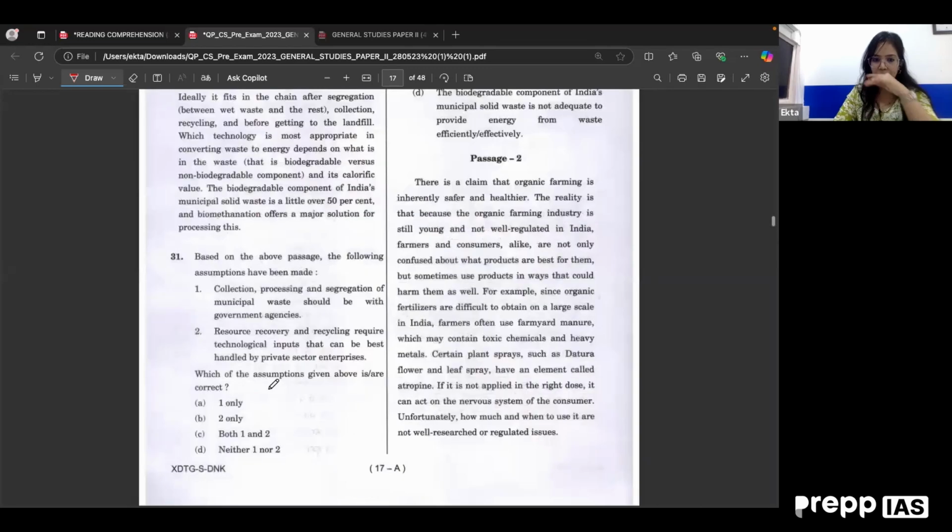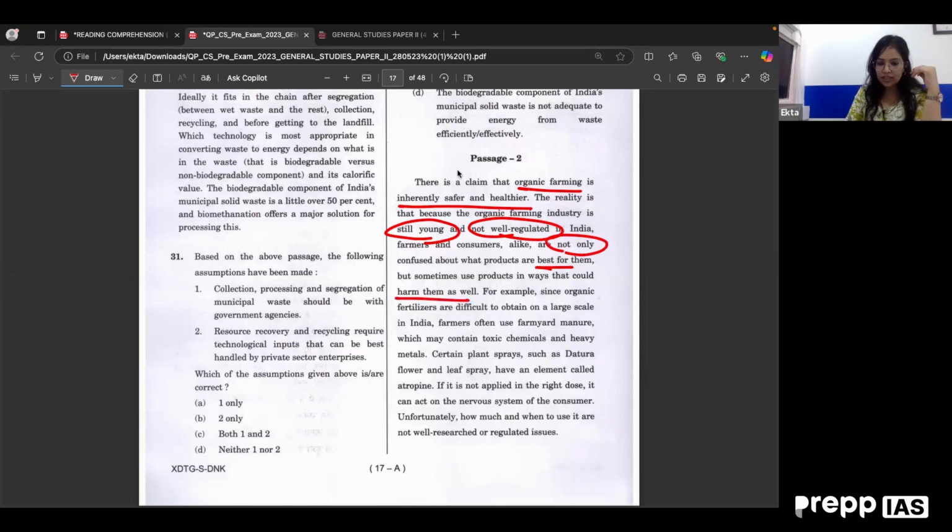This is the passage of the question. Yes. There is a claim that organic farming is inherently safer and healthier. ये भी हमने read किया है ये passage in one of the sessions, right? इसमें दो questions हैं basically इस passage में. जिन्होंने previous sessions नहीं देखे हैं I would recommend कि वो देखें तो एक complete overview मिलेगा आपको, right? There is a claim and there is a reality check. ठीक है. Now they have illustrated this through an example.